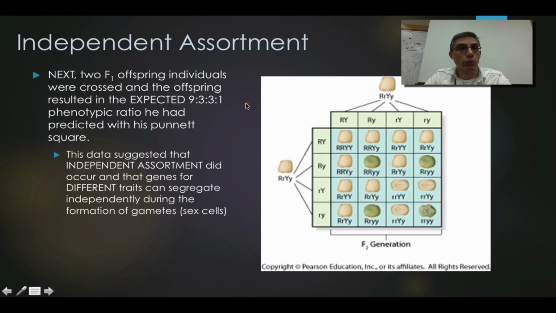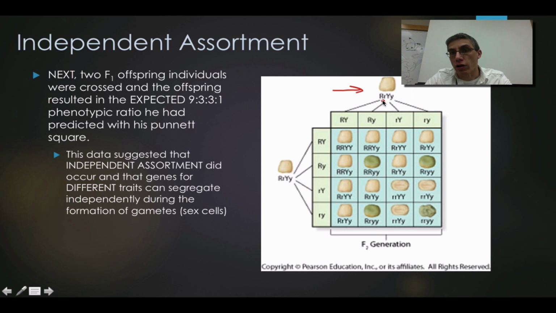So the next thing that Mendel wanted to do is take two of those F1 offspring from the previous screen and actually cross them and see what the outcome would be. So if you notice, we have our very first individual right up here, and again this was taken from that original parental cross, the offspring that were produced from that P cross that we had done before.